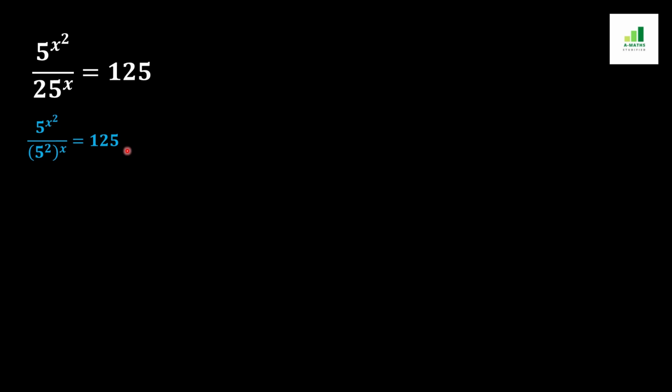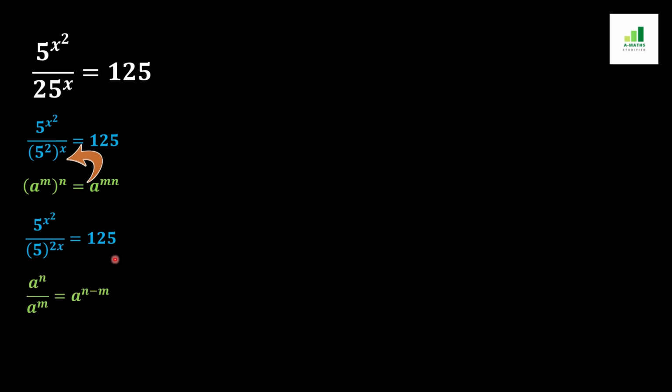Now, as we know from the basic rule of algebra, if a base has a power of a power, then both powers will multiply together. So here we apply the same rule, and after applying it we will get 5 to the power 2x, or this (5 squared) to the power x will convert into 5 to the power 2x, and this 5 to the power x squared, equal to 125, will remain the same.